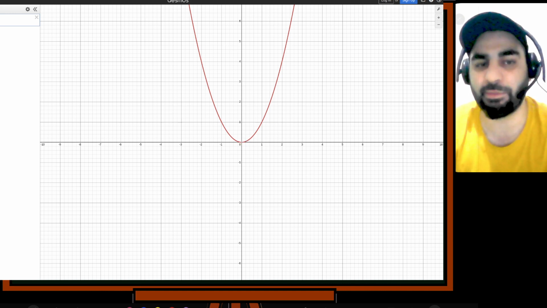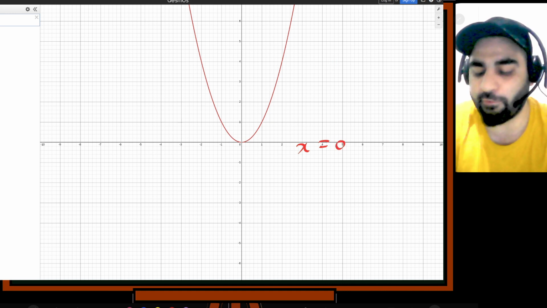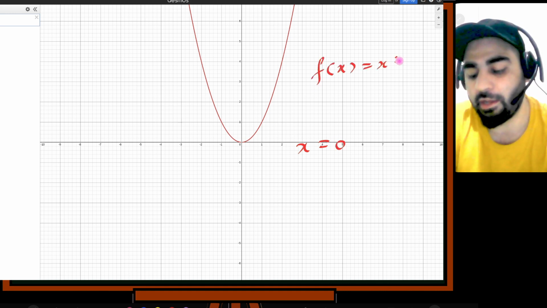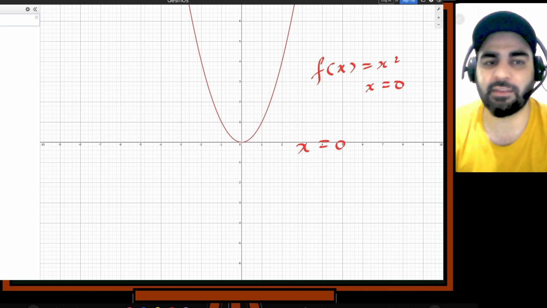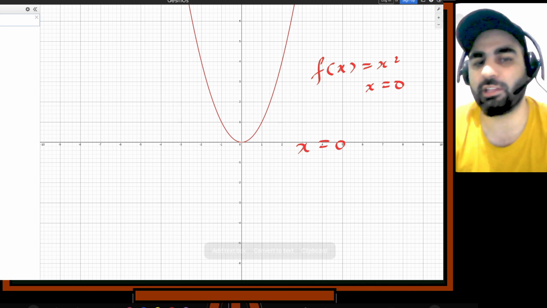So why does this minimum exist at x is equal to 0? For the function f of x is equal to x square, the minimum value is at x is equal to 0. Where is the maximum value? It has no maximum value because both of these ends go to infinity.